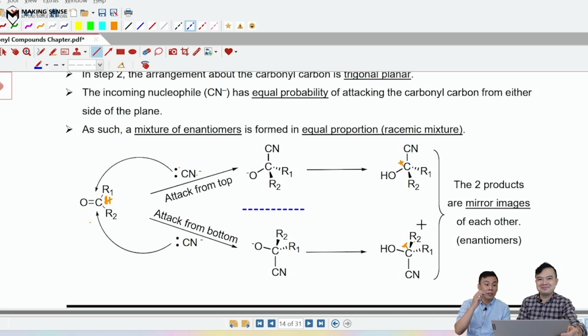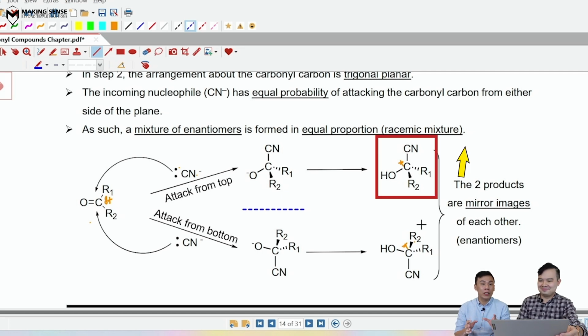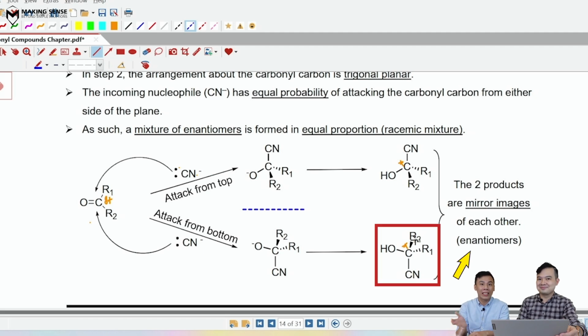Right, so if the resultant carbon is chiral, these two mirror images will be what we call enantiomers of each other. What do you understand by enantiomers? So enantiomers, basically, one enantiomer will rotate plane polarized light in a particular direction. The other enantiomer will rotate the plane polarized light in the opposite direction.